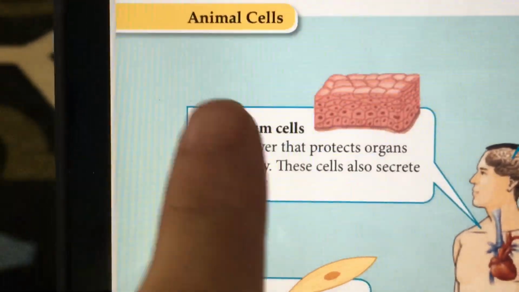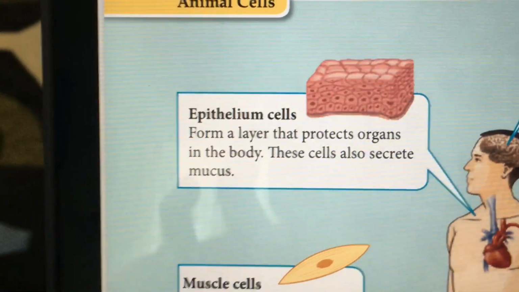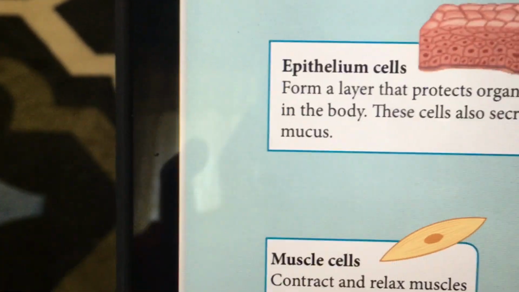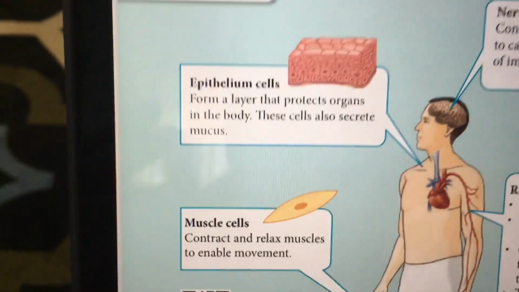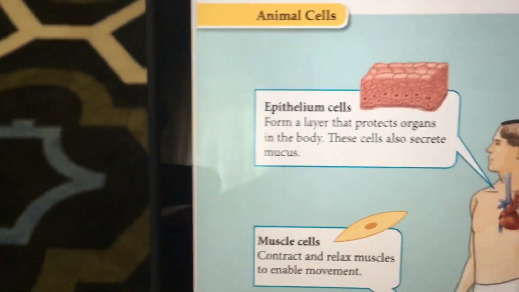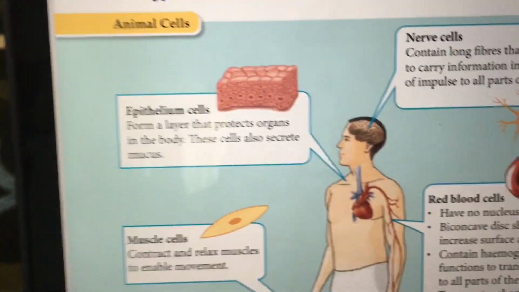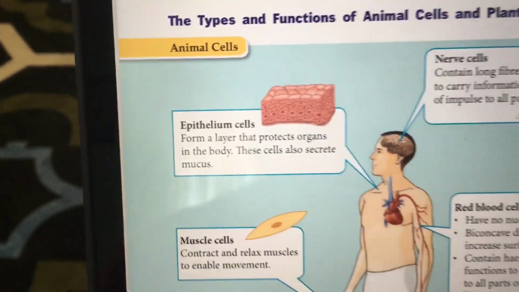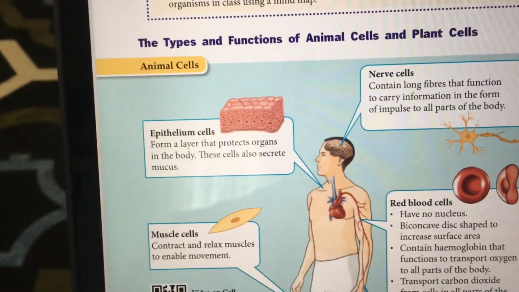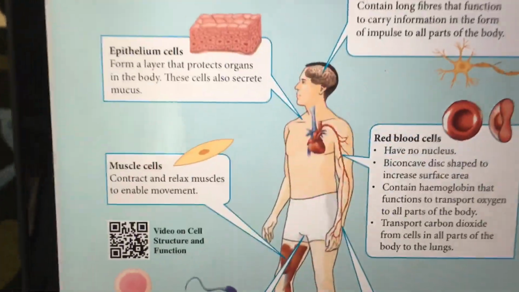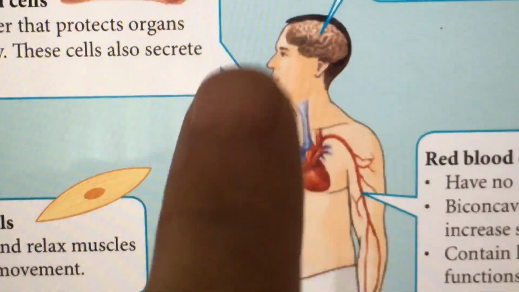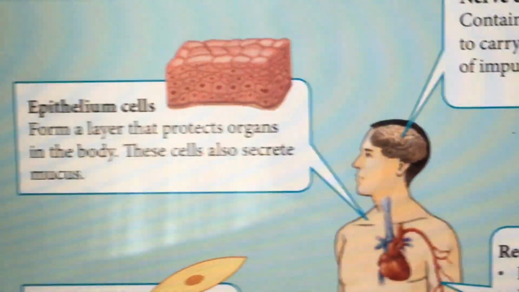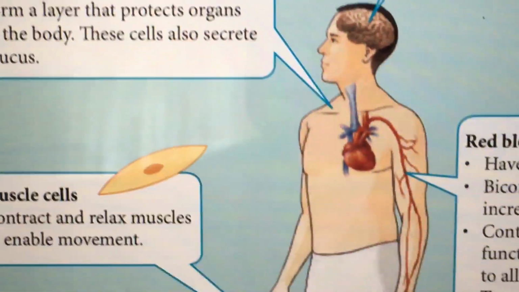Dia menghasilkan satu lapisan yang melindungi organ di dalam badan. Okay, sel-sel ini juga menghasilkan mucus. Apa tu mucus? Mucus ialah lendiran. Contoh lendiran yang ada di dalam hidung kamu ataupun lendiran yang ada di dalam saluran tekak kamu. So you can imagine if you want to eat food, this part must be very slippery. Mesti licin supaya makanan senang tergelincir masuk ke dalam perut.